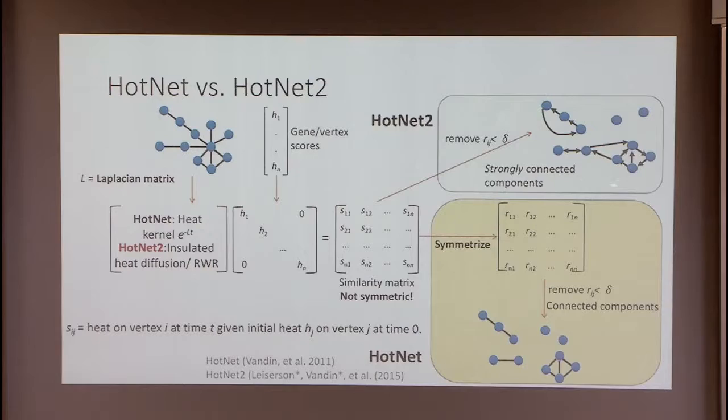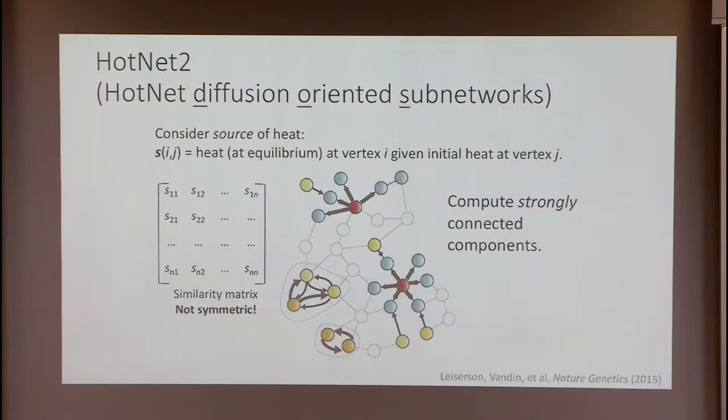Okay, so this is the new algorithm, which we called HotNet 2, or the Spanish translation, HotNet 2, for diffusion-oriented subnetworks, conveying the idea that we're keeping track of the source of the heat. Okay, sort of what's really going on with this asymmetry. So there it is. Wow, we got through that mathematical interlude pretty fast.